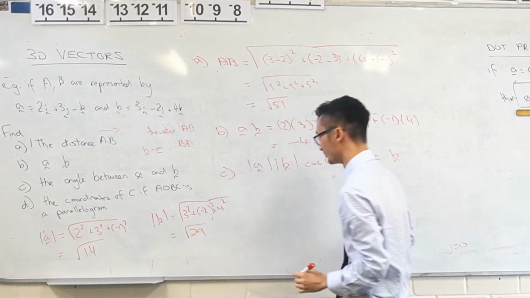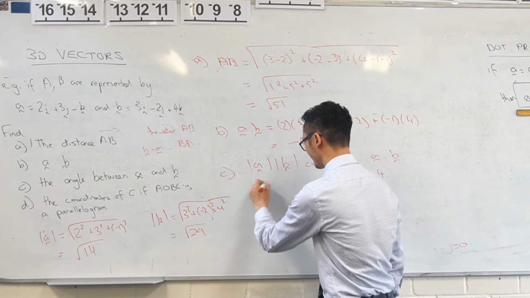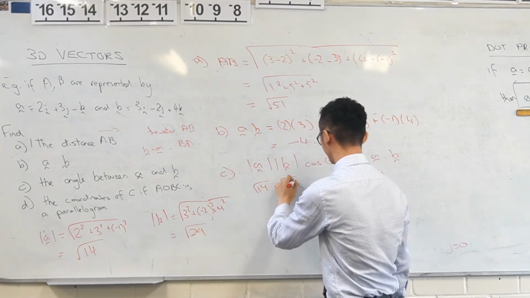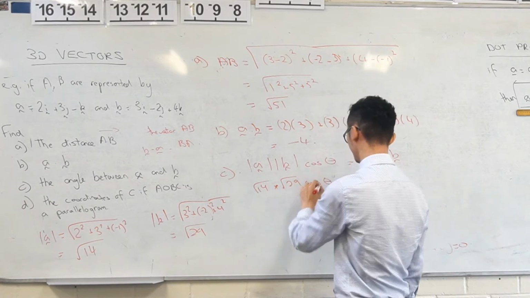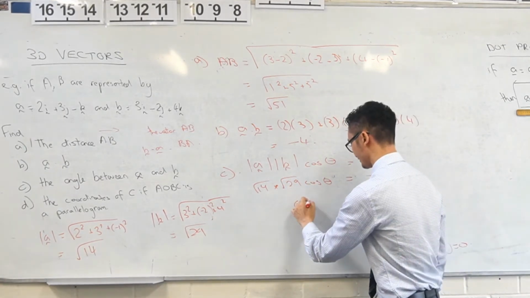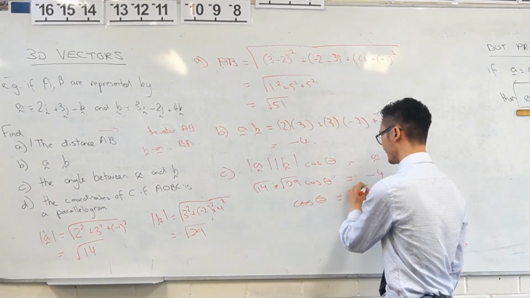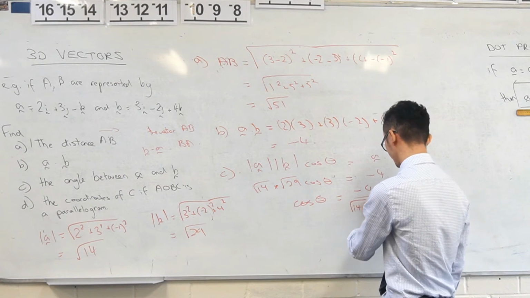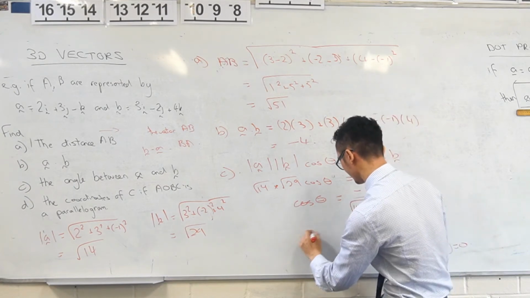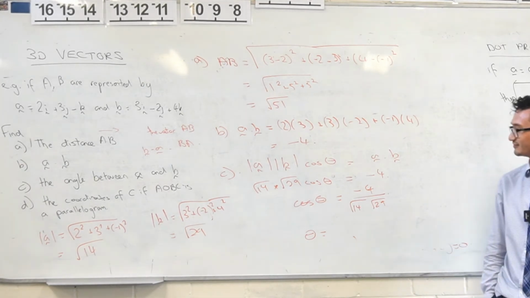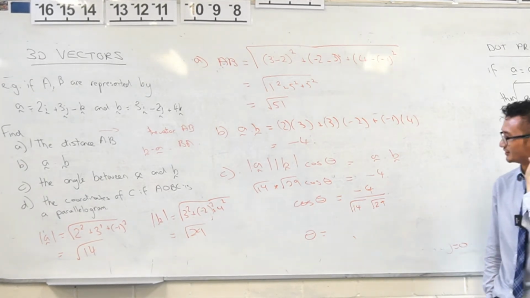Okay, cool. So I put them all together, so I get root 14 times root 29 cos theta equals to -4. Don't need to put these two together. We can just solve by rearranging and then taking the inverse. And theta should equal to, yeah, someone can do that. Do you want to do radians? Let's go degrees, nearest degree maybe.